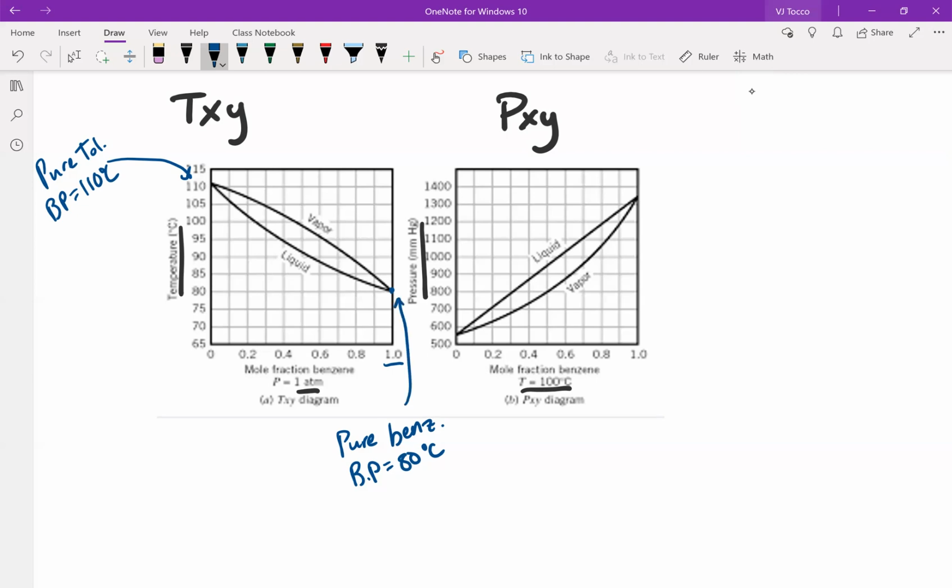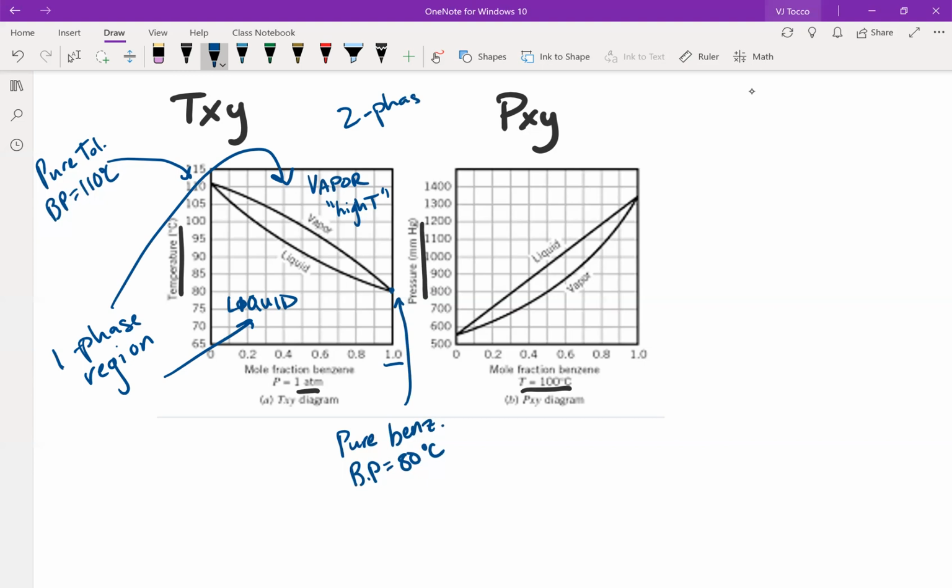On the Txy diagram, the top region corresponds to vapor. So don't ever memorize that. Just remember that the top of the diagram corresponds to high temperature. The bottom of the diagram corresponds to low temperature, so this is the liquid region. The way you read these diagrams is that if you're outside the phase envelope, you have one phase region, and the two-phase region is inside the envelope.